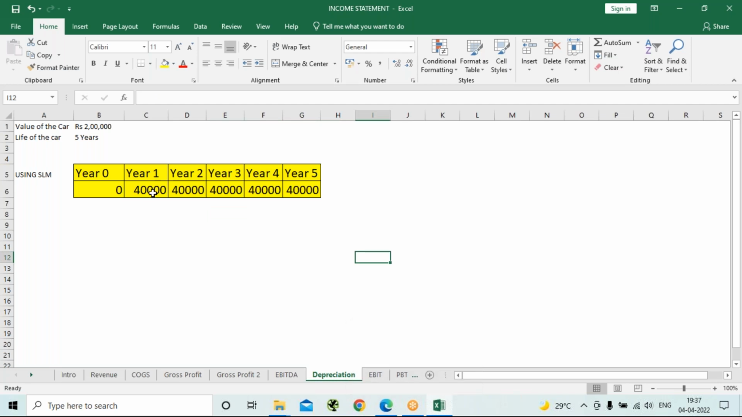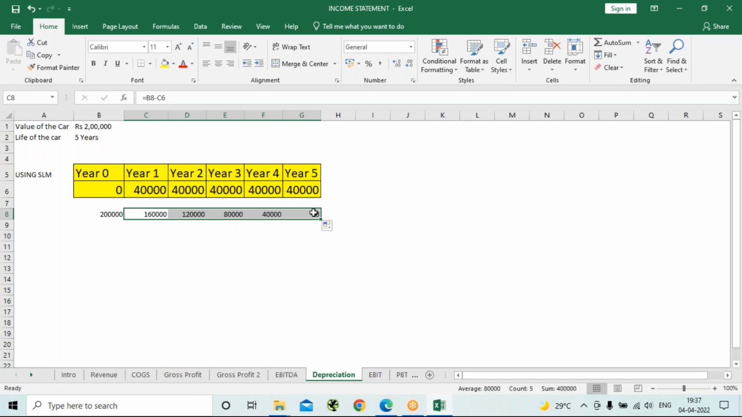So every year you remove this 40,000. Let me take one more line of calculation. The first year the value of the asset will be 2 lakh, equal to previous year minus the depreciated value. So at the first year end, the value of the good will be 1,60,000, and by the 5th year the value of the item is going to be 0. So this is your value of the asset for the 5 years, but the depreciated value will be 40,000 for every year.